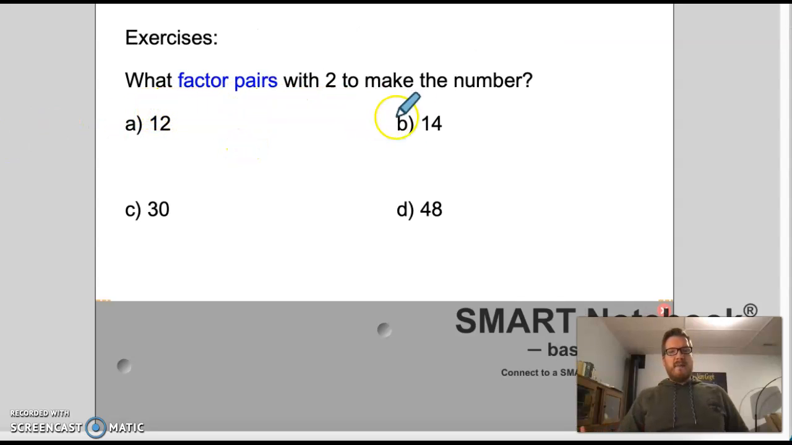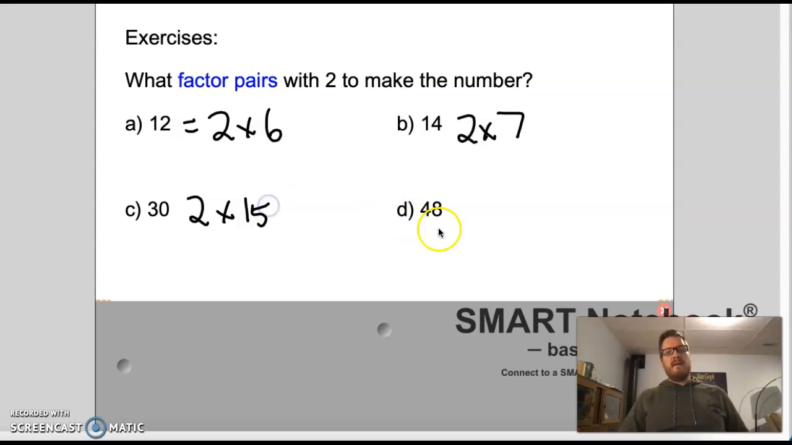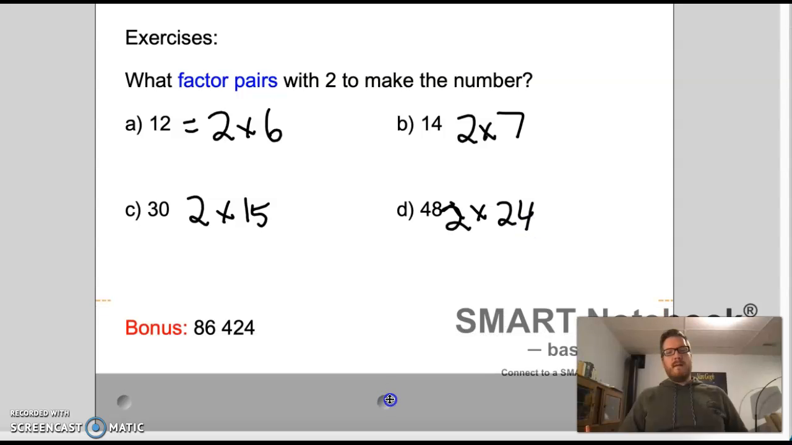All right, so some factor pairs with 2 to make the number. We can say here that this is 2 times 6. This would be 2 times 7. This would be 2 times 15. This would be 2 times 24. And then this one is a bit of a bigger one, a bit more of a challenge, but I can say that this is 2 times 43,212. You can just cut each of these numbers in half.